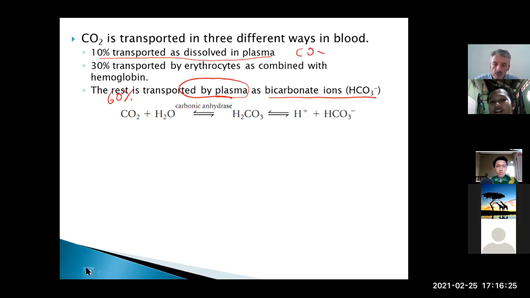And how about this? How does this happen? There are two reactions, like two steps. First, inside the red blood cells, CO2 combines with water. CO2 enters the blood, CO2 enters the red blood cells. In the red blood cells, it combines with water with the help of this enzyme. This is also important. You need to remember carbonic anhydrase. And they make carbonic acid.